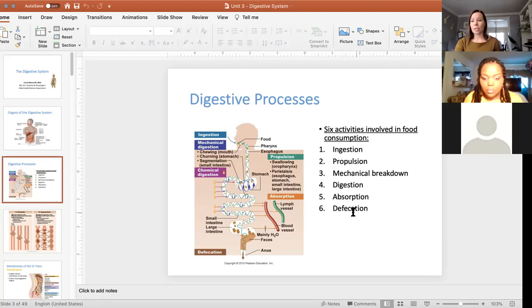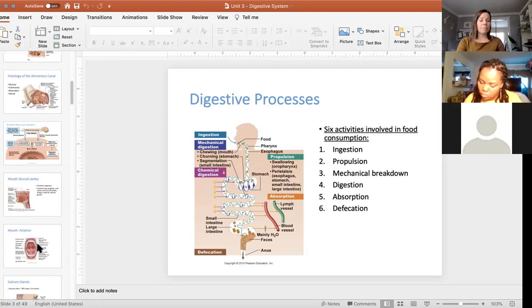Defecation is where the body is getting rid of anything that can't be broken down or absorbed. It just gets excreted. And I mentioned this earlier, but the majority of digestion and the majority of absorption occurs in the small intestine. That's a big thing.